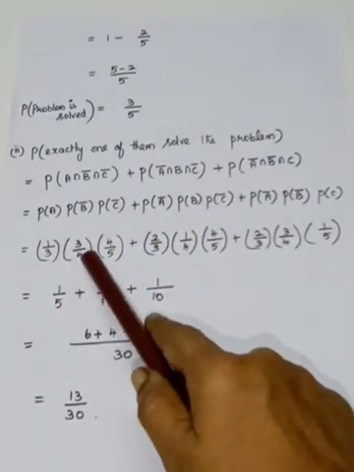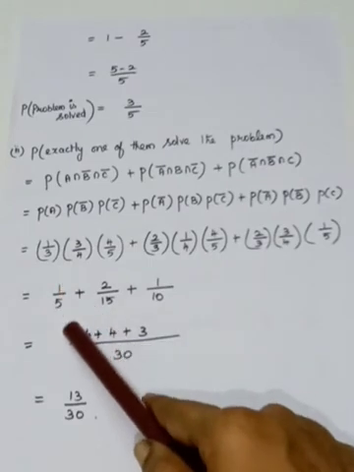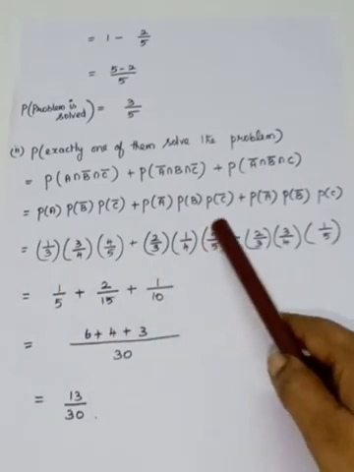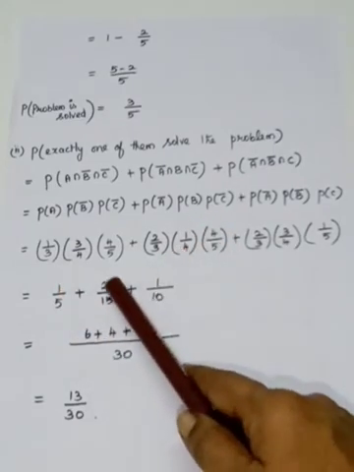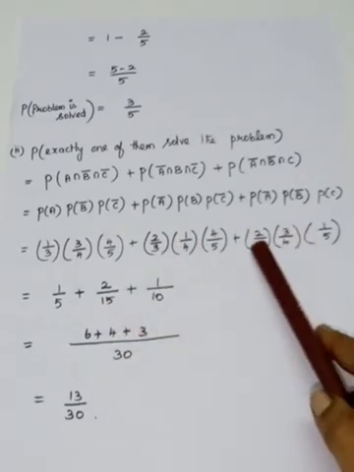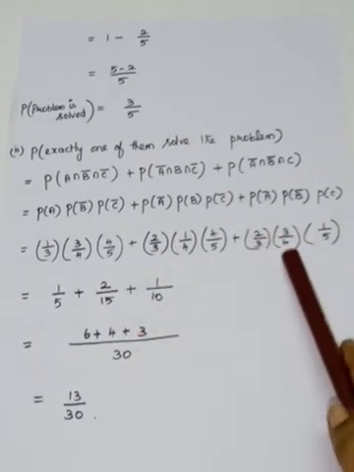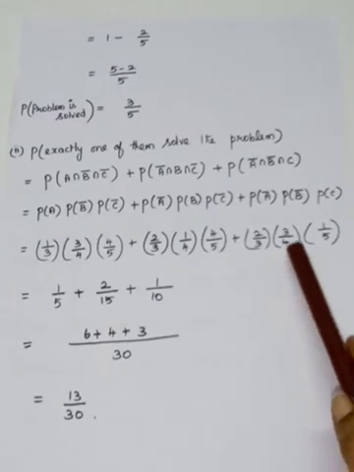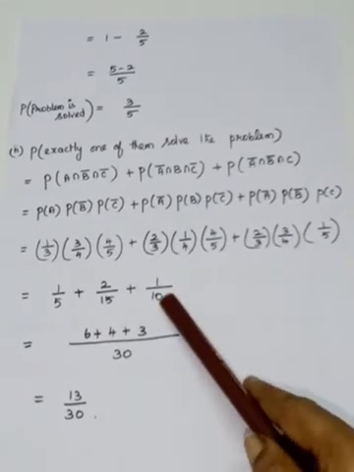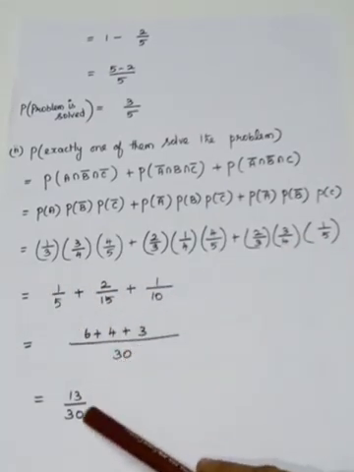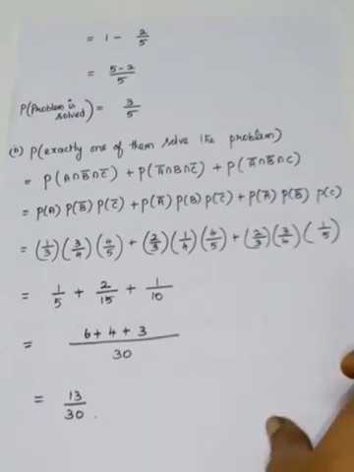So 3 3 getting cancelled, 4 4 getting cancelled. Here you have 1 by 5, and here 4 4 getting cancelled. So 2 by 15 plus, 3 3 getting cancelled, and 2 and 4 if you cancel, here you will have 2. So 2 into 5 is 10, so 1 by 10. So the LCM is 30. So therefore the answer is 13 by 30.